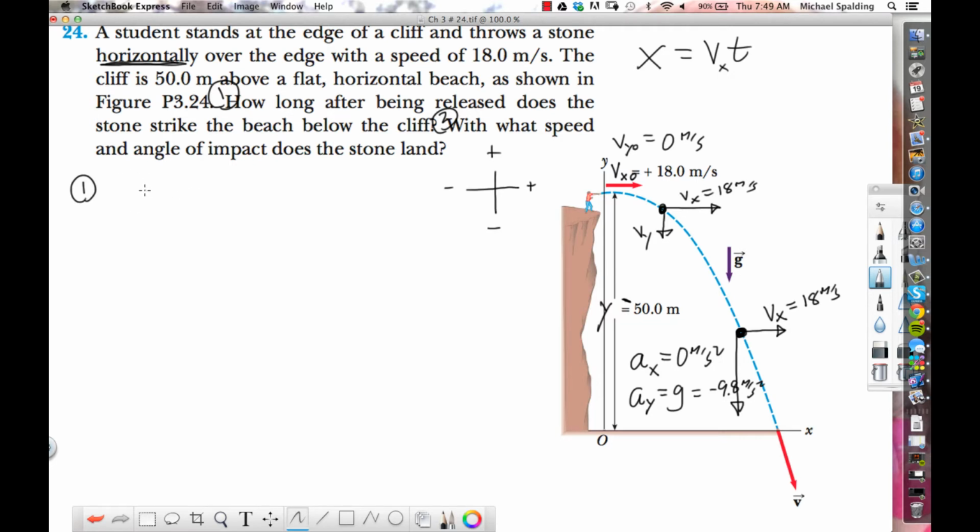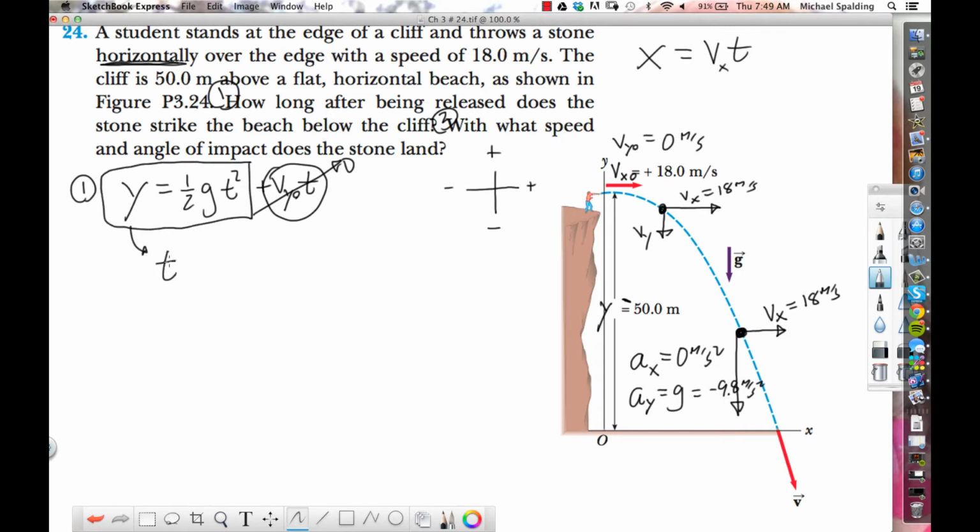Okay, so we're going to go to the y direction. So I'm going to use the first motion equation, y equals 1/2 g t squared plus vy initial t. So that's the first kinematic. I wrote it for the y direction. What is the initial y velocity? 0, so that goes away. So now you're left with this, which we can solve for t. So t will be square root 2y over g, and now we plug numbers in.